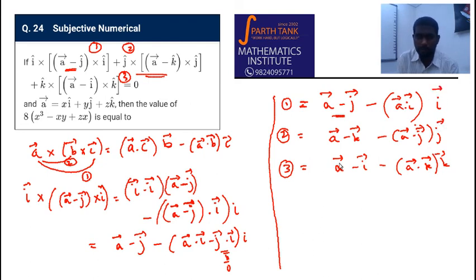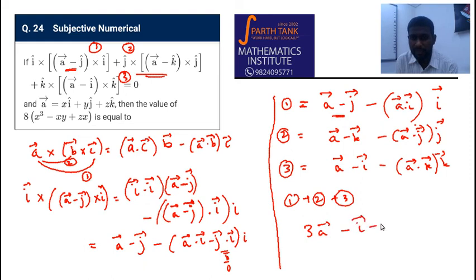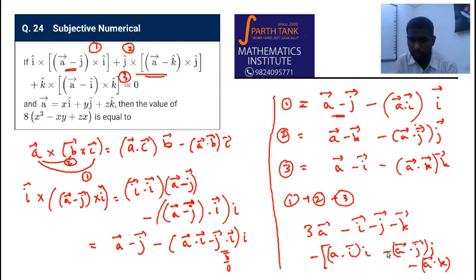Okay. Now what will happen to all of this if you add 1 plus 2 plus 3? 3a minus i minus j minus k minus (a dot i) into i minus (a dot j) into j minus (a dot k) into k. Or if I take this minus common, I can put plus to everything. Do you know what this is? (a dot i) into i plus (a dot j) into j plus (a dot k) into k.